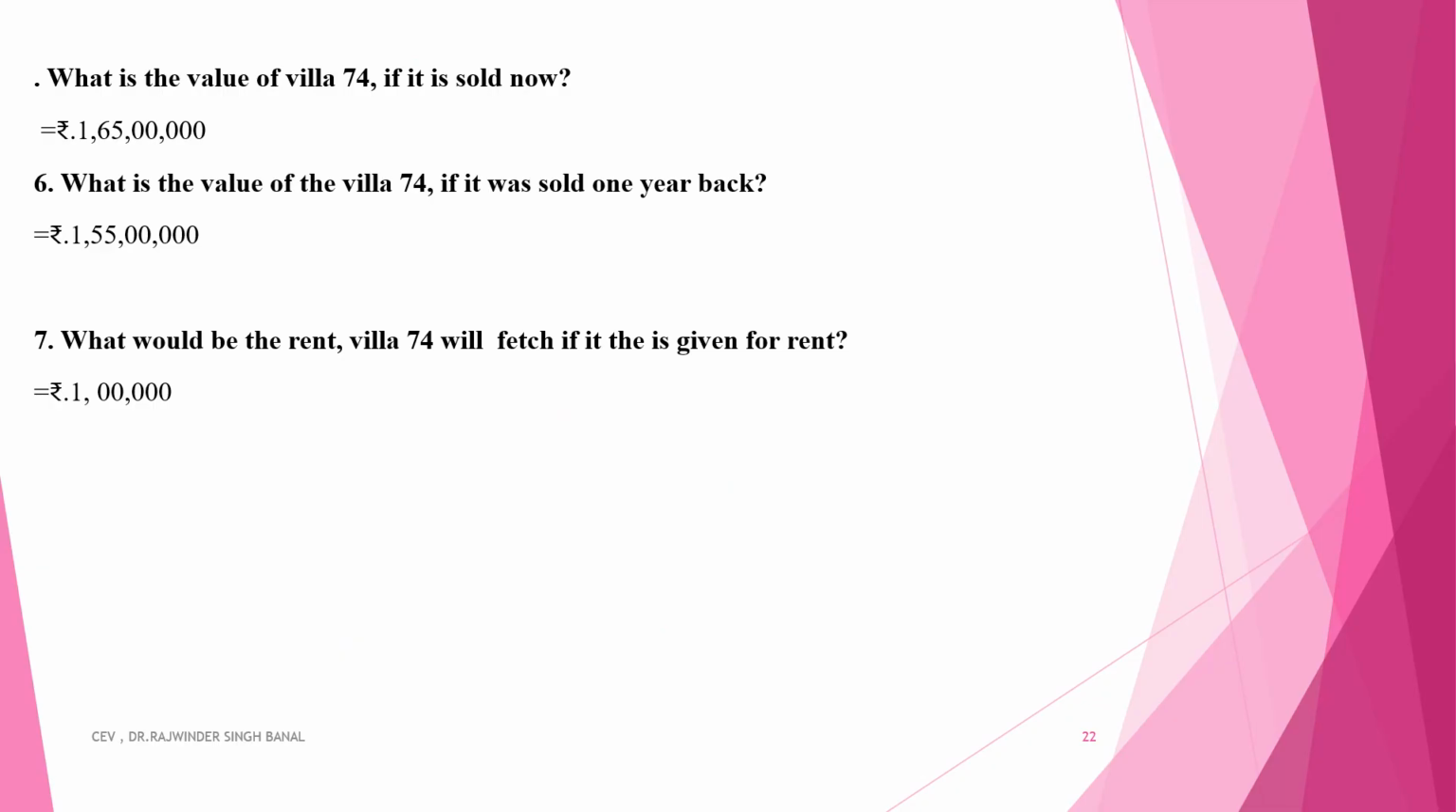What is the value of villa 74 if it is sold now? You know the value as on 2023 is 1 crore 65 lakh. And if it was sold 1 year back, its value would have been 1 crore 55 lakh. What would be the rent villa 74 would fetch if it is given on rent? It is 1 lakh.